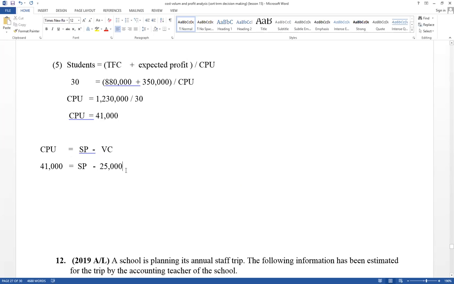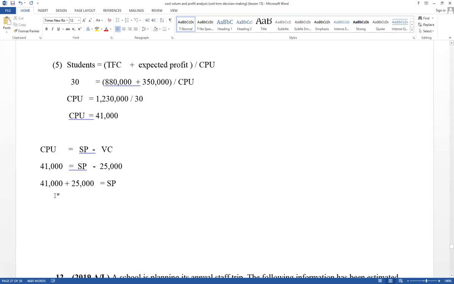Therefore, this is the selling price, the new selling price. Therefore, this one take the other side, and the new selling price can be calculated. Therefore, 41,000 plus 25,000 equals the new selling price. There's the program fee. Program fee is part of the selling price. Therefore, here total amount equals 66,000. This is the new selling price.